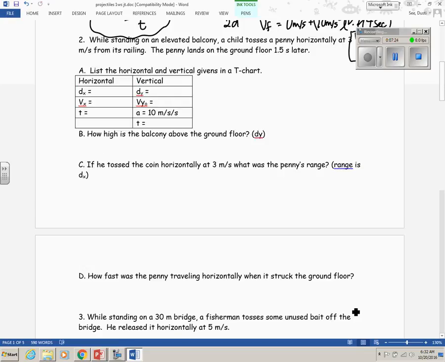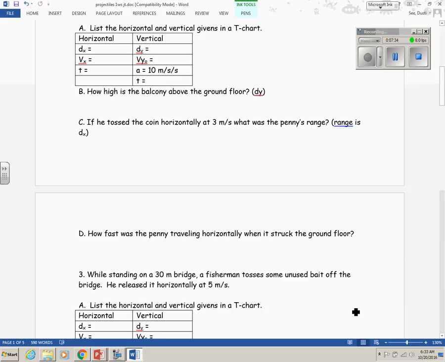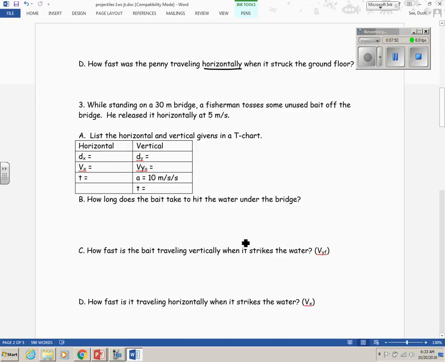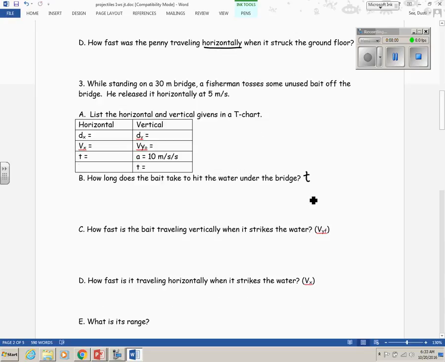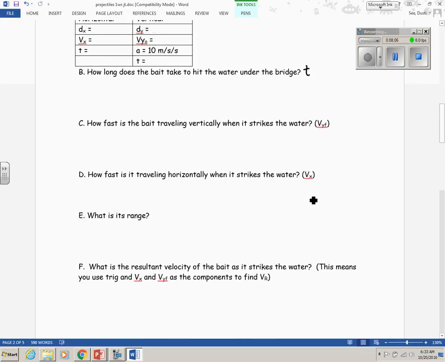All right. On the second one that you're going to do by yourself, you're asked to solve for the dy. You have a formula for that. And then you're going to be asked to solve for the dx. Then you're going to be asked how fast the penny was traveling. You need to think about your facts because this is talking about horizontally on this question. Okay? Then on number 3, fill out your T-chart. How long does the bait take to hit the water? So this is your t value that you're looking for. Again, find it in the vertical. It's always easier to find it there first. Okay. Then you're going to find your vfy, and then you're going to find your vx, and then your range, remember, is your dx.